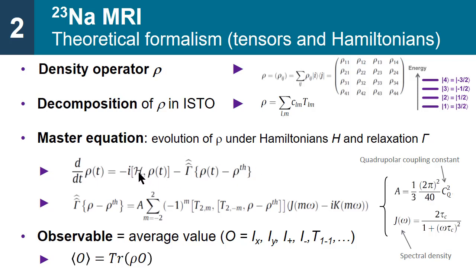So Hamiltonians represent your B0 field, your B1 field, and if you have some residual quadrupolar anisotropy, the quadrupolar interaction. And the relaxation term, sorry, I lost it. It's going to depend on the spectral density of your spins and the quadrupolar interaction between them and their environment. And to simulate some observable, you can just take the trace of the operator you want, multiplied by the density operator.